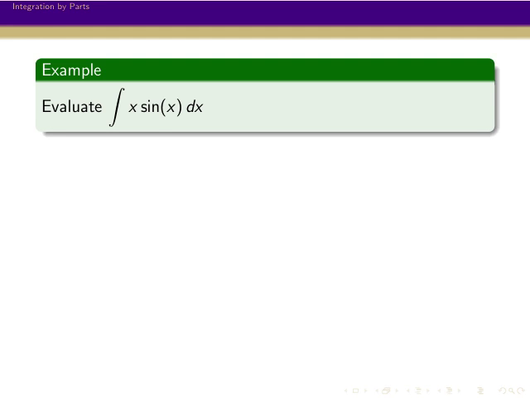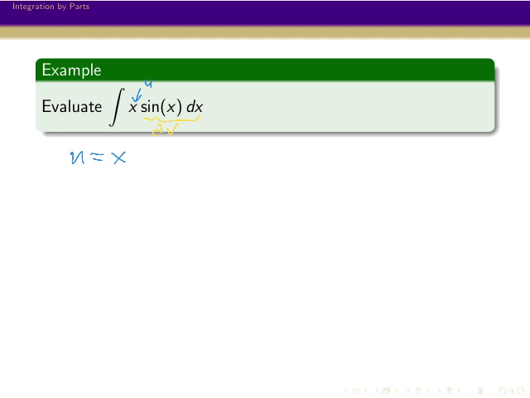So let's try this out. So we're going to integrate. We've got two functions here. We've got x and we've got sine of x, and they're multiplied together. And so for our purposes here, we're going to let u be x. And so that's my u. And so then that means that everything else here is the dv.